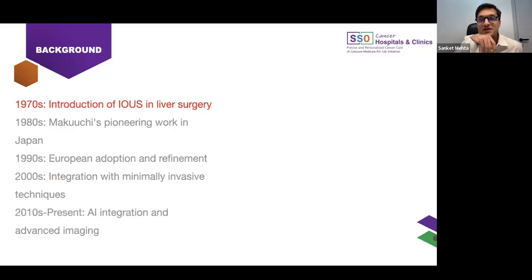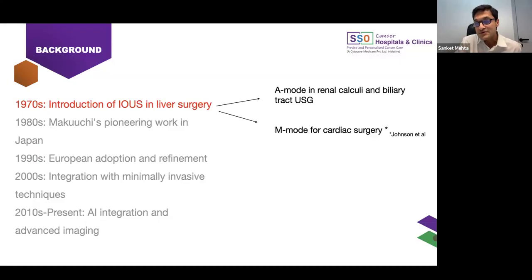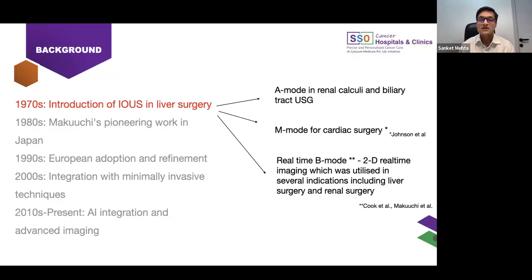But none of this would be relevant without a little bit of the background history of how intraoperative ultrasound has evolved in the field of liver surgery. So intraoperative ultrasound actually came into liver surgery in the A mode setting, which was like the pulse setting, a single image being produced. It was essentially used in the early 70s for diagnosing renal and biliary calculi. Subsequently, the M mode was introduced in cardiac surgery, which led to the development of the B mode, which is a 2D real-time imaging, which can be utilized for liver imaging.